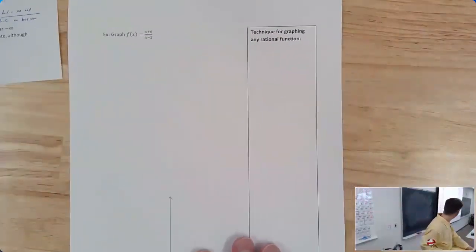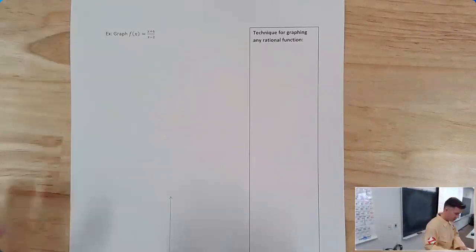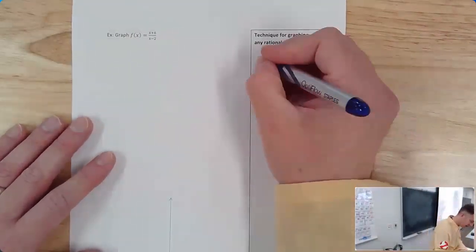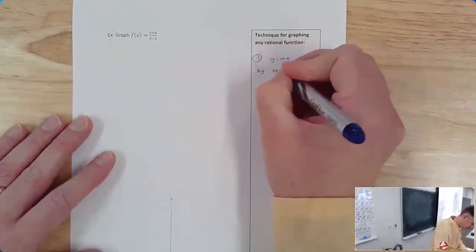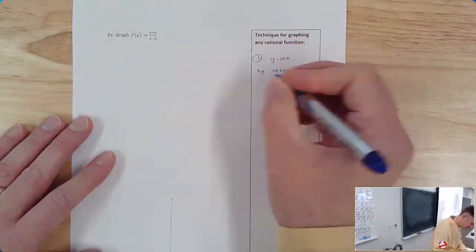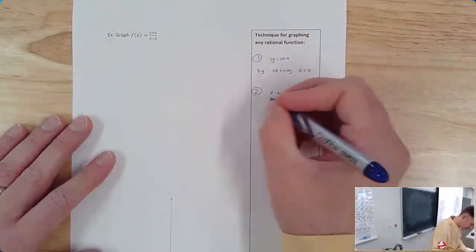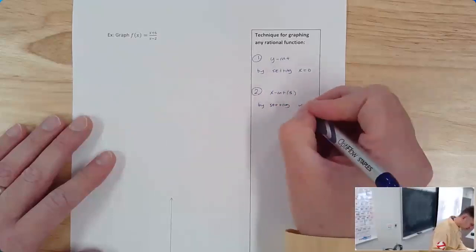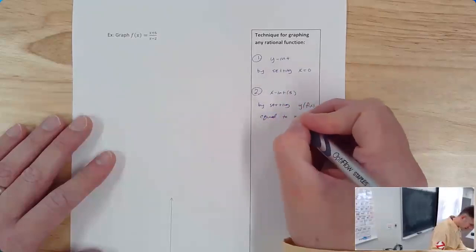So let's look at this next example. We're going to graph x plus 6 over x minus 2. I'm going to start with the usual things. I'm going to start by finding the intercepts. The technique for graphing any rational function is to find the y-intercept by setting x equal to 0. And then we're going to find the x-intercepts by setting y equal to 0, or the function equal to 0. So let's start with those two things.